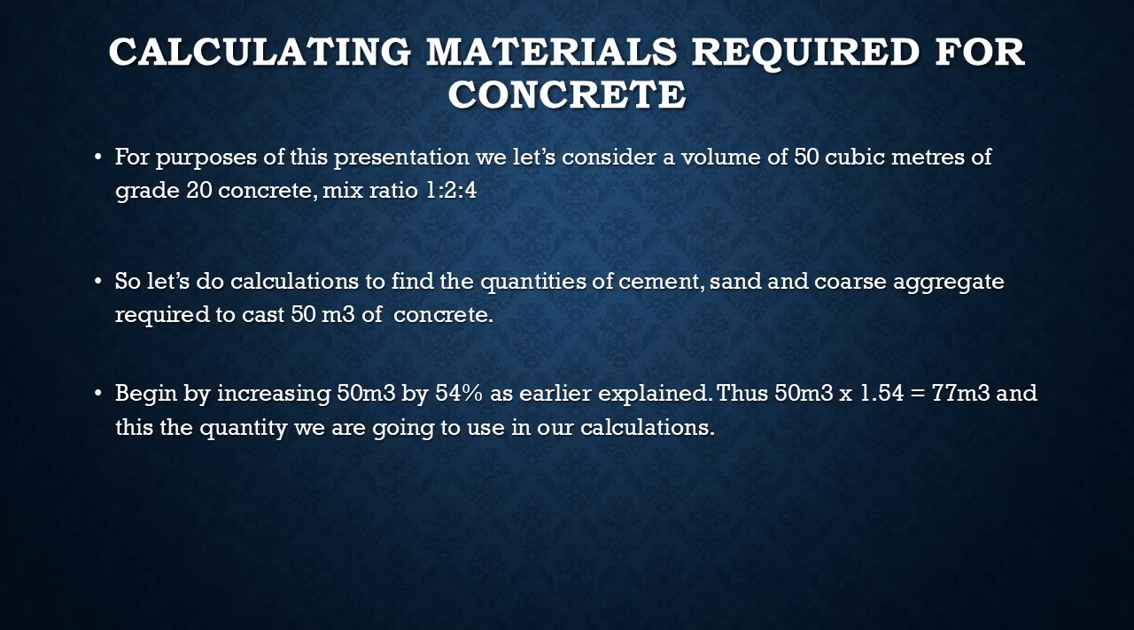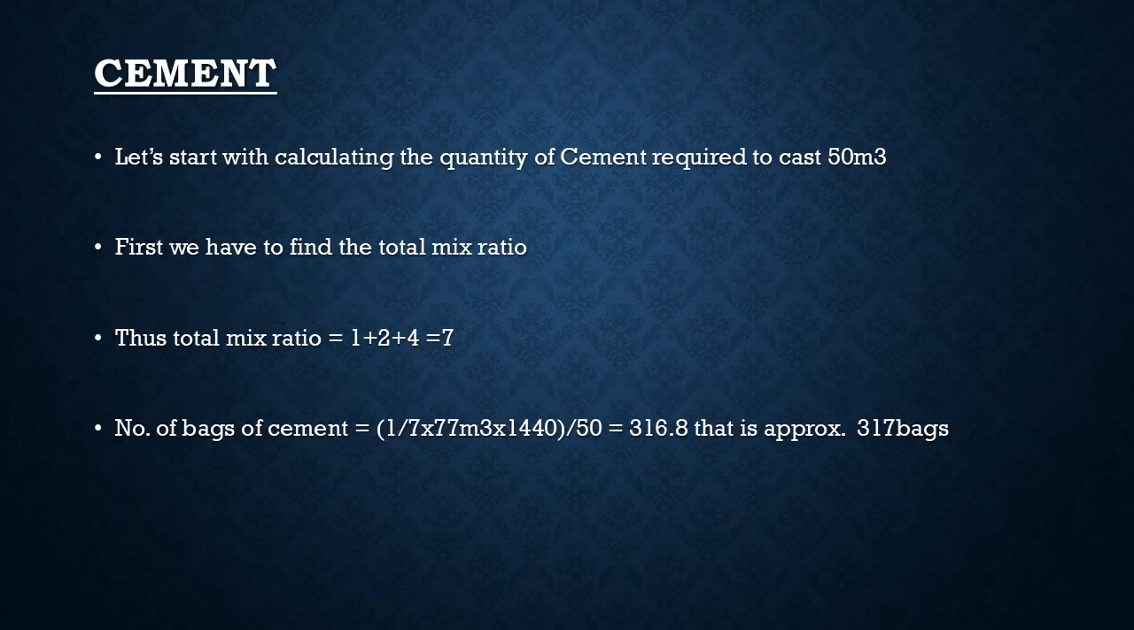In order to achieve this, you need to begin by increasing 50 cubic meters by 54%, as earlier explained. Thus, 50 cubic meters times 1.54 will give you 77 cubic meters. And this is the quantity that we have to use in our calculations. We shall begin with cement first.